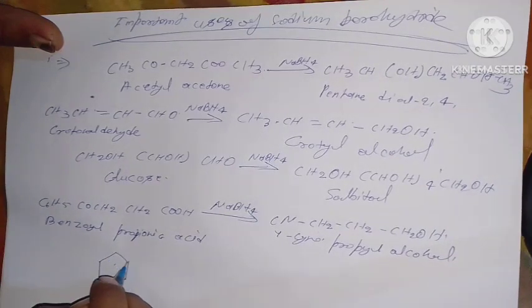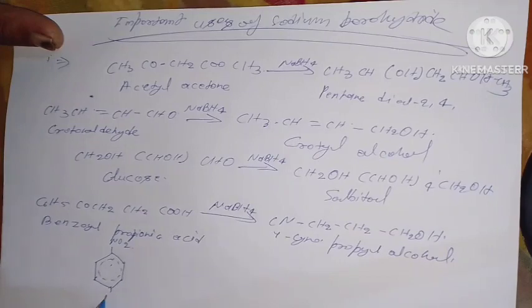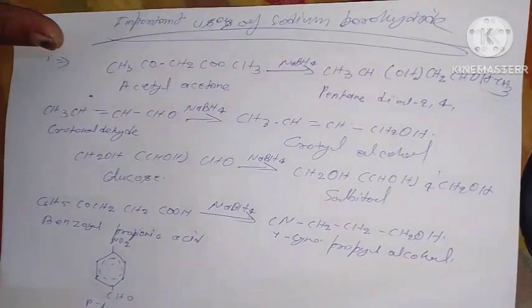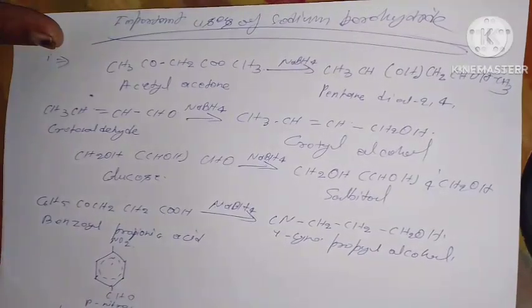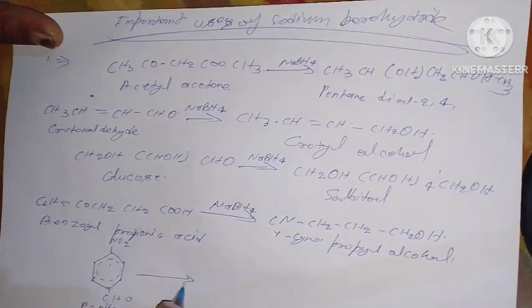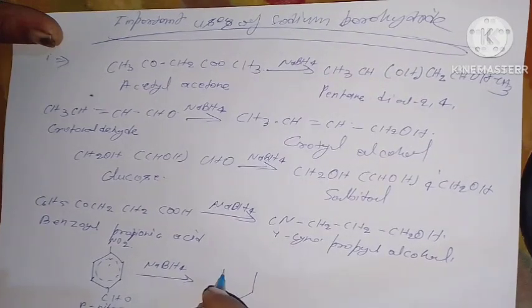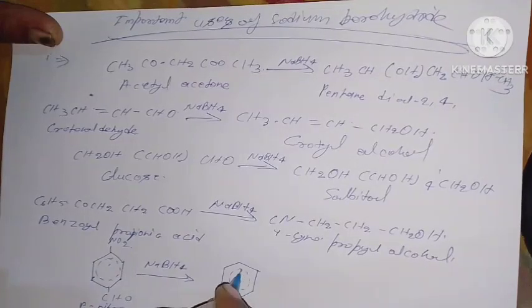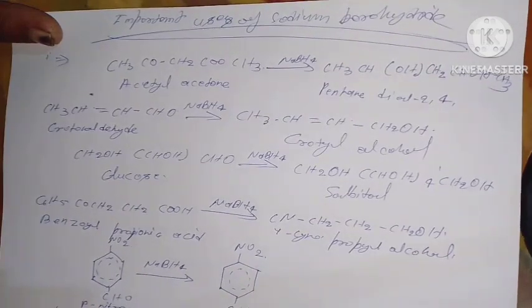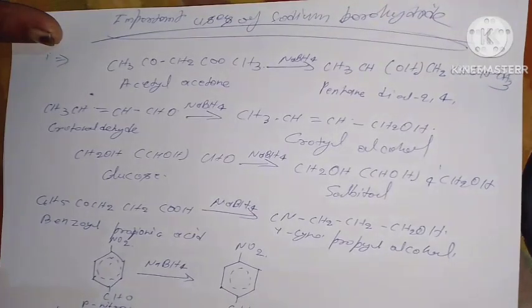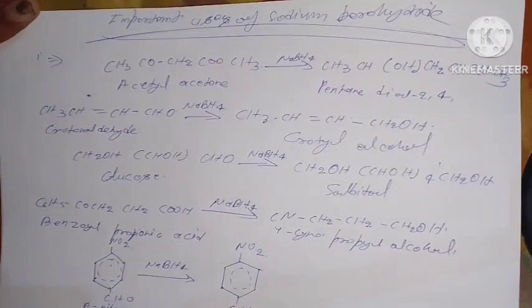Okay, 1, 2, 3, 4, 5, 6. Okay, this is NO2 and this is CHO. Okay, nitrobenzaldehyde. With NaBH4, NO2 and CH2OH. This is nitrobenzyl alcohol.